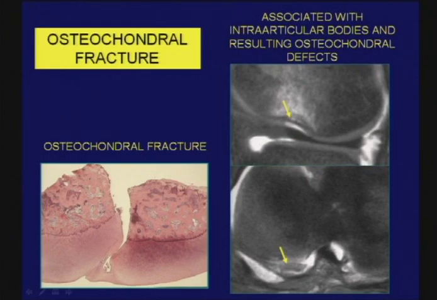Osteochondral fractures are associated with chondral and osseous defects, missing tissue. And therefore, whenever you have them, you have to, in fact, look elsewhere for intra-articular bodies. Here's an example of one that has migrated.